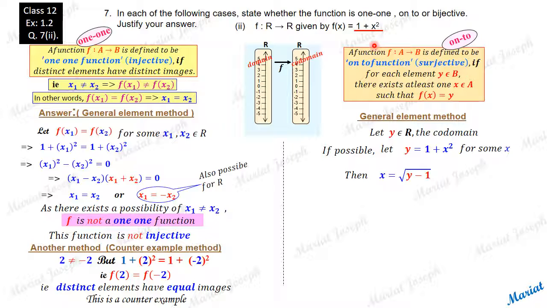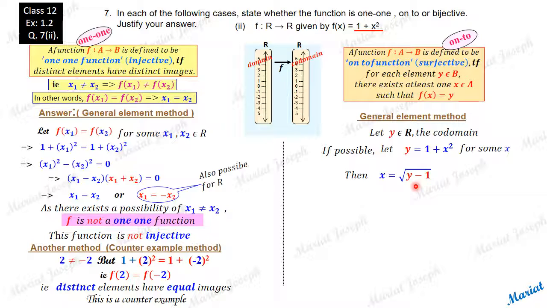If possible, that y be written as 1 plus x square for some x. If it is written so, I'm calculating the x using this equation. Square root of y minus 1 will be x. Now x is possible to calculate, but we need to check whether the number that we get like this would belong to the domain. Here the domain is set of real numbers. For every real number y, y minus 1 is a real number, I agree.